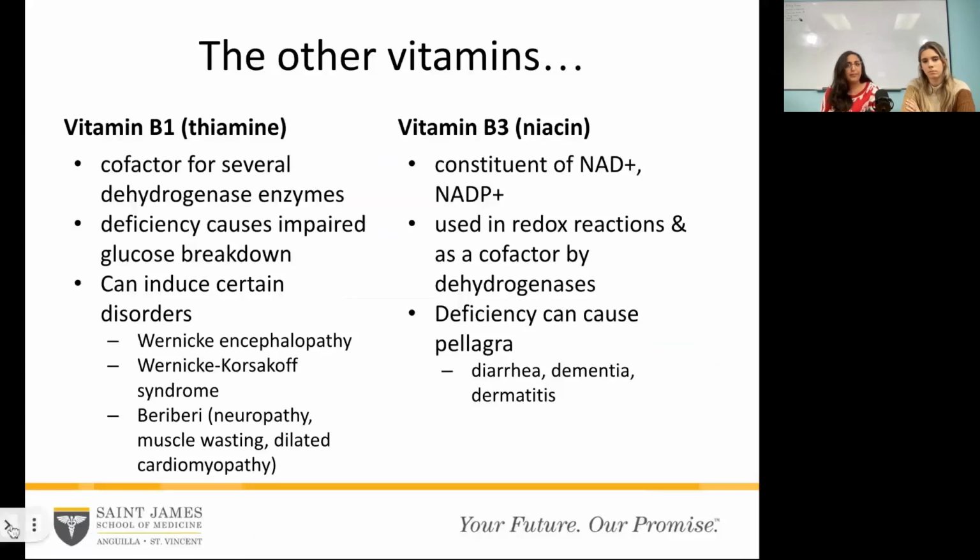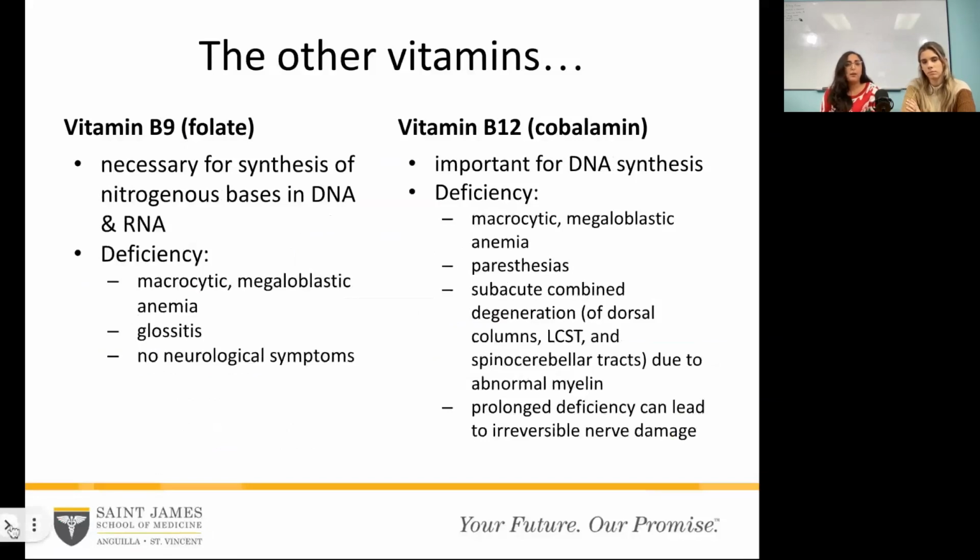Vitamin B9, very important. It's a part of DNA and RNA synthesis. Deficiency can cause macrocytic megaloblastic anemia, possibly glossitis, but there are no neurological symptoms associated with folate deficiency. This commonly occurs in pregnancy. It takes a lot of work and effort to create a new human being. So pregnant women can be deficient in folate, and that can lead to some spinal defects. So you really want to make sure if you do have a pregnant patient that you put them on folate very early, ideally even before they get pregnant, so they're able to build up their folate stores.